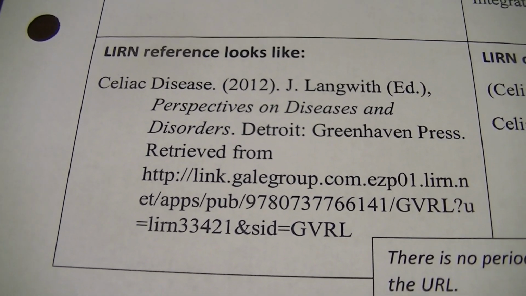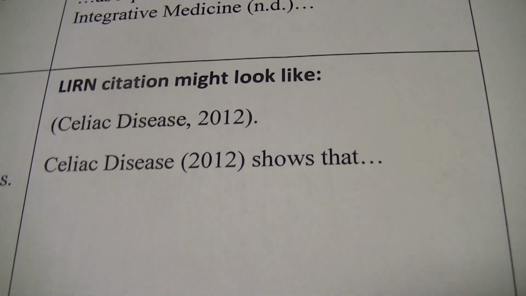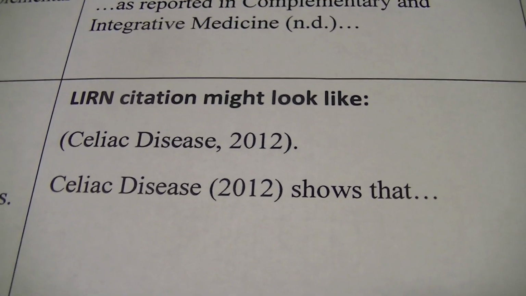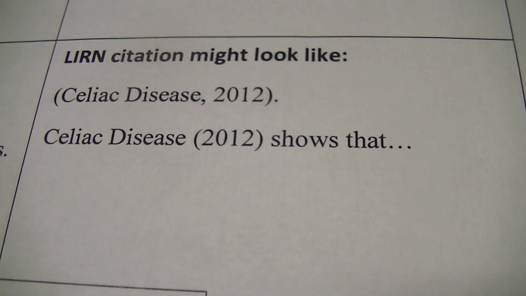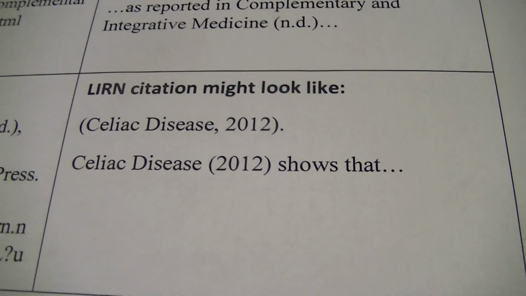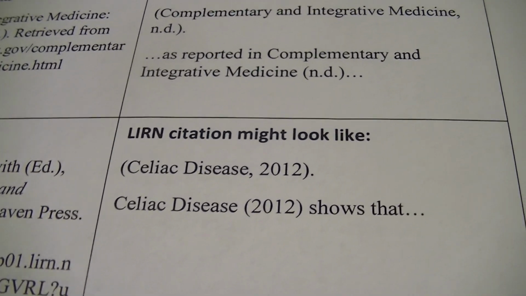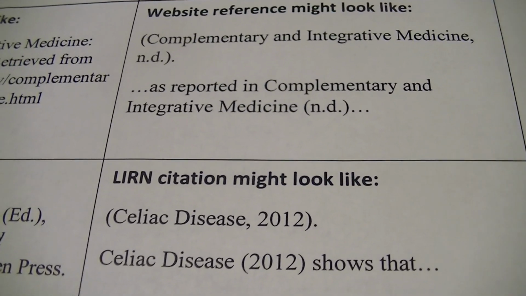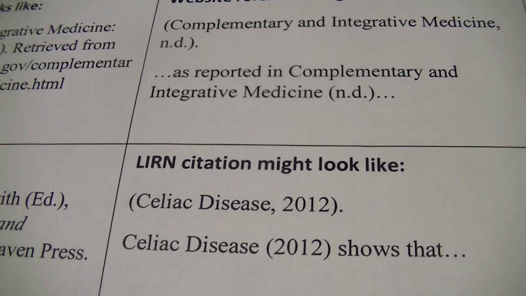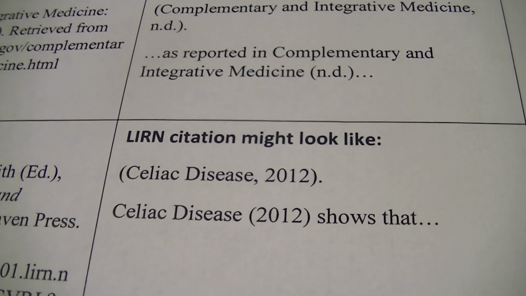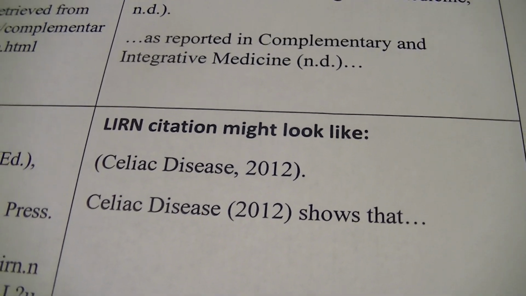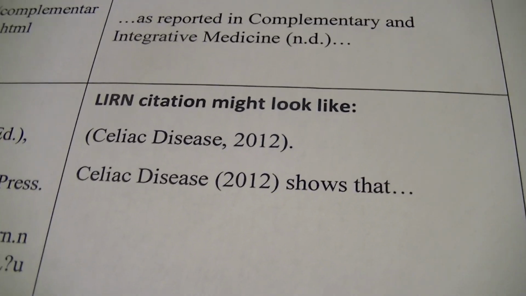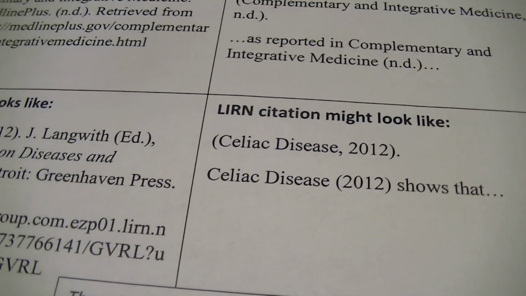And again, when you're citing it in your paper, article name and year. That's what we have on this one. We didn't have the author. We just have the article name and the year. So again, you can put it in parentheses. Period goes outside of that parenthesis because it's considered part of that sentence. Or you can just talk about it in normal paragraph form. In the article, celiac disease, in 2012, it shows that blah, blah, blah. Okay.